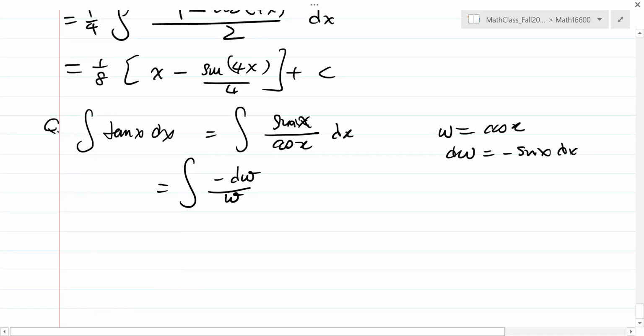This is a simple function. So the answer will be, I put the absolute value of w, right? And what is w? w is cosine x. All right, so this is the answer.